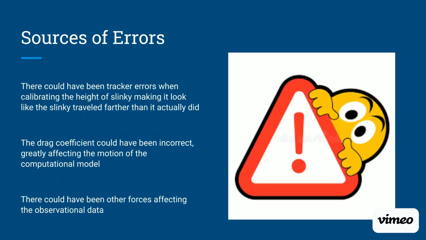So the differences in the models can be explained by many different sources of error. For instance, there could have been tracker errors when calibrating the height of the slinky, making it look like the slinky traveled further than it actually did in the observational model. Additionally, the drag coefficient could have been incorrect in the code, greatly skewing our results. And finally, other forces could have acted on the bottom of the slinky, creating differences between the models.